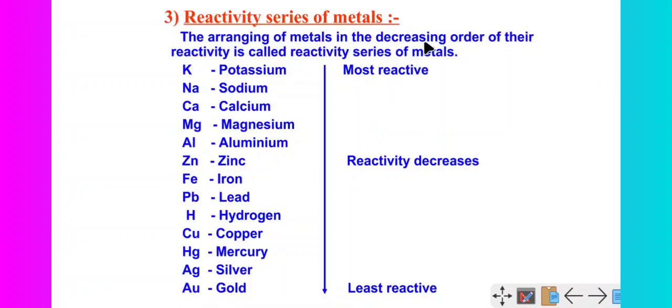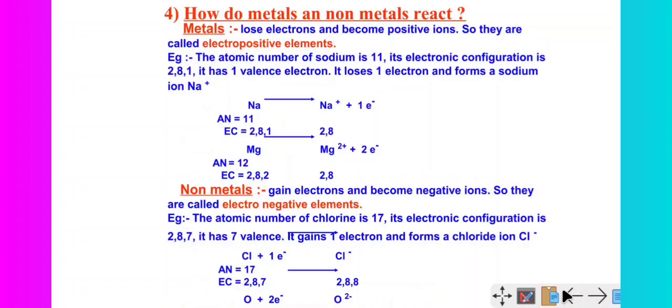So this is the reactivity series. Arranging metals in the decreasing order of their reactivity is called the reactivity series of metals. Potassium, sodium, calcium, magnesium, aluminum. So potassium is more reactive than sodium, sodium is more reactive than calcium. They are the most reactive elements, and reactivity decreases down the series.